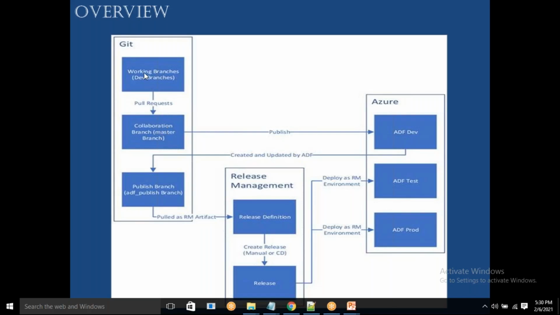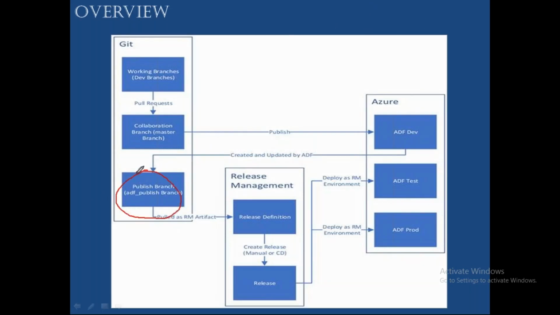Let's say in the development data factory, I publish. You know how, right? You just click publish. To trigger a data factory pipeline, we need to publish. Once you publish, it will create something called a publish branch. This publish branch I need to take and deploy into the ADF test environment.